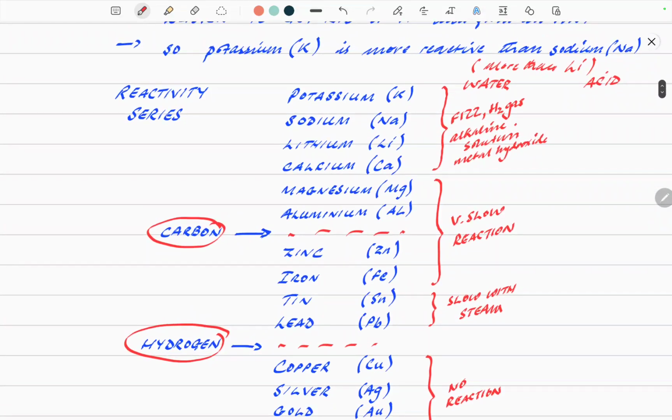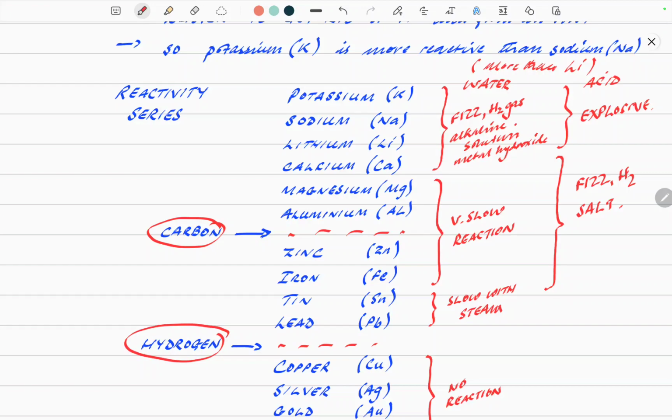Now with acid, the first three, these three, right, they will explode. I mean, they're explosive. And that's not the sort of thing that they would do it in a classroom or in a lab. Just not safe. All right. And from calcium down to iron, all of that lot, they will fizz and give hydrogen gas and form a salt. All right. That's without any heat or any other external energy.